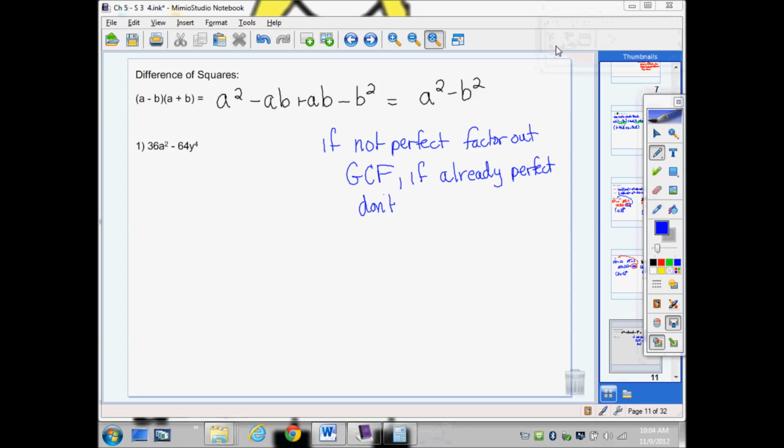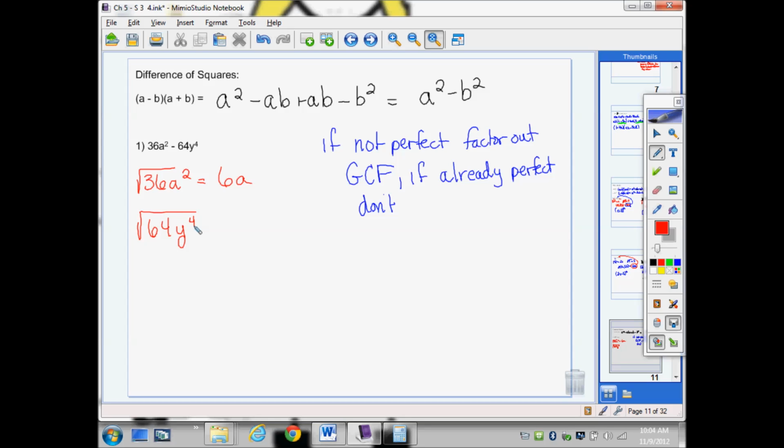If you have perfect squares already, you're not going to factor out a GCF. If they're not perfect squares, then go ahead and factor out the GCF. But these are already perfect squares. 36 is perfect, 64 is perfect. So what we want to do is we're going to take the square root of each. So I'm going to take the square root of 36a squared. So square root of 36 is 6a. And then I'm going to take the square root of 64y to the 4th.